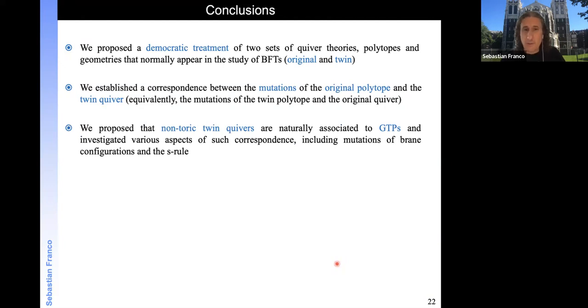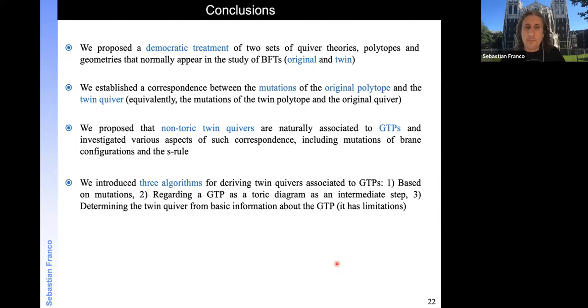We propose that non-toric quivers are naturally associated to GTPs. We provided some evidence: mutations, the S rule, which is connected to it. We said something about the symmetries in the paper. We introduced 3 algorithms to construct these quivers. The first one is via mutations. The other one regards the GTP through a toric diagram as an intermediate step. And the direct one, I think this is important because I'm not sure that everything can be connected to a toric diagram by mutation. So some things might be more inherently GTP.